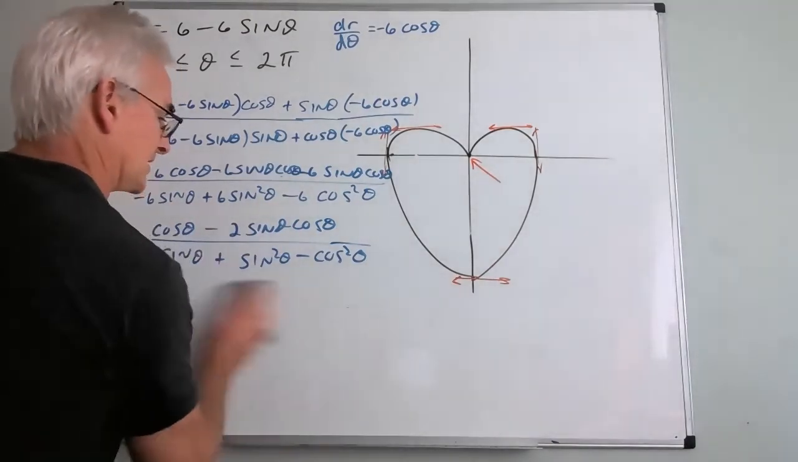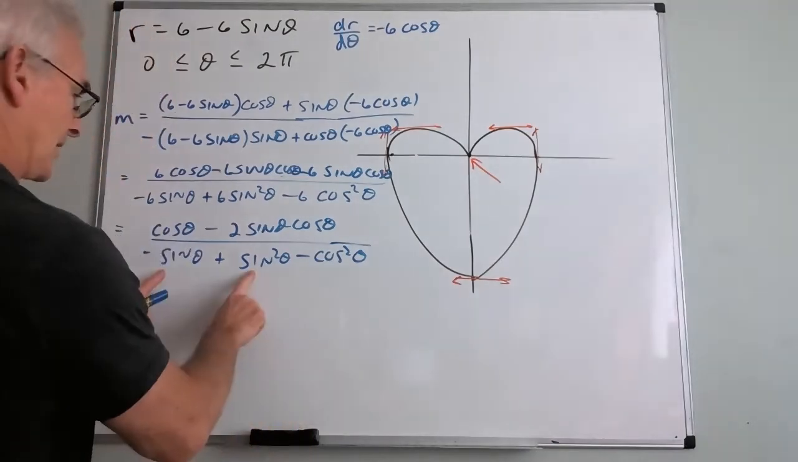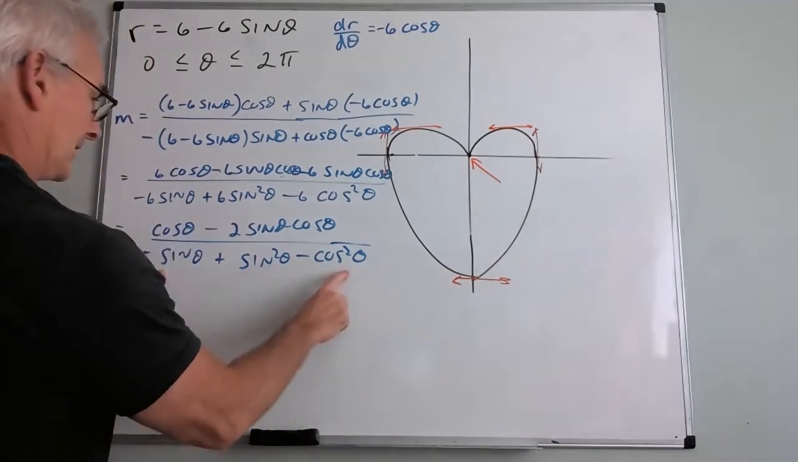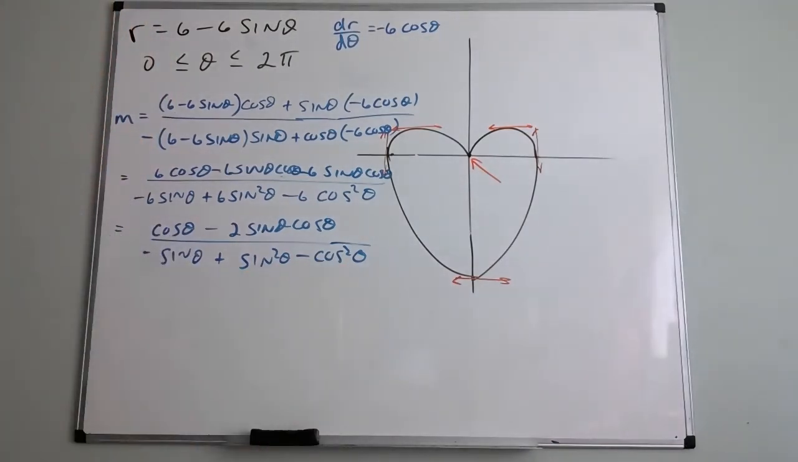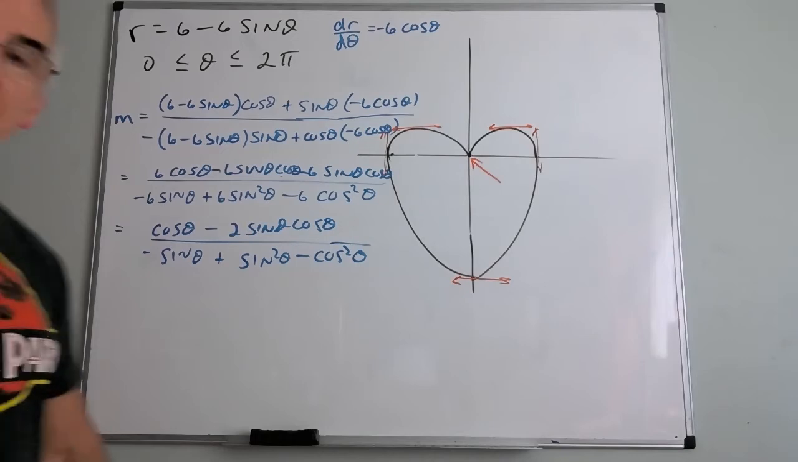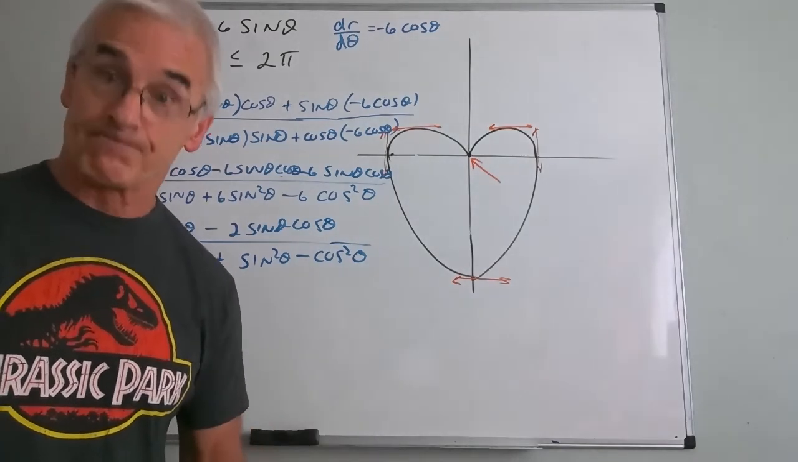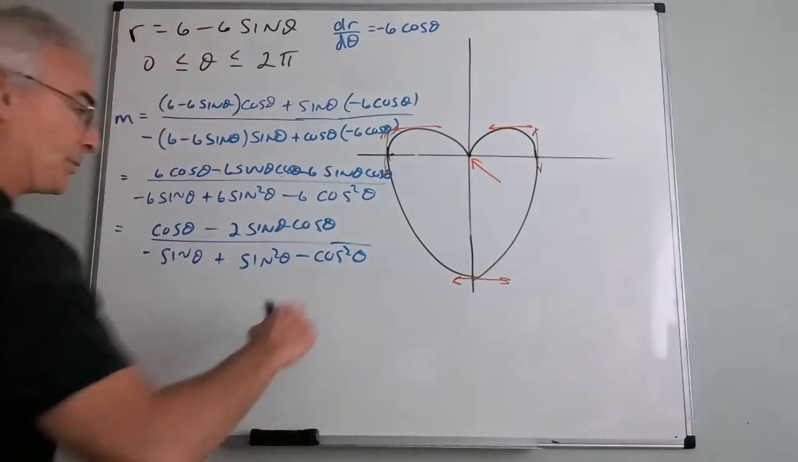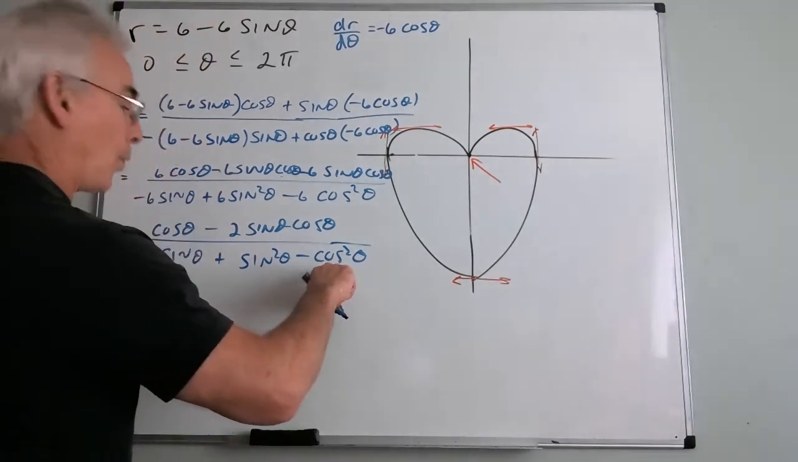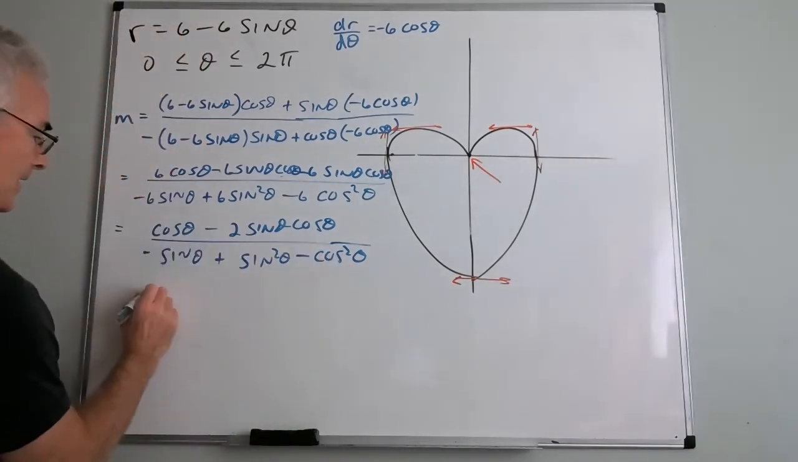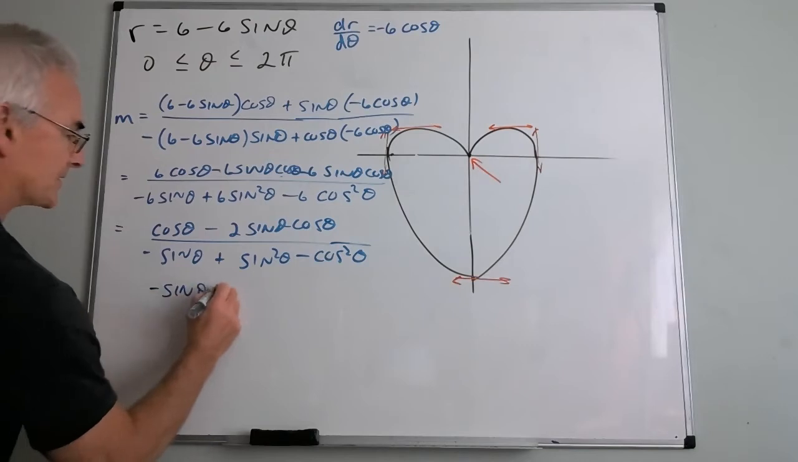Now, the numerator is easy to factor. The denominator, we have a problem, don't we? I can't factor the denominator because I got the cos squared. But can I change the cos squared so that it's all sines on the bottom? Yeah. If I replace cos squared with 1 minus sine squared, then my denominator will be this.